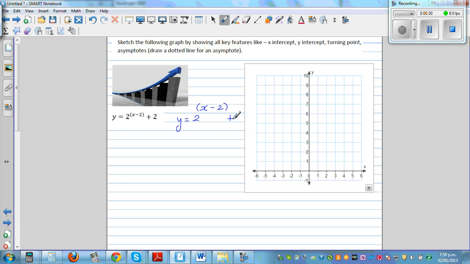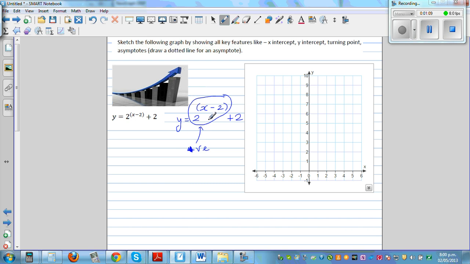Now, an easy way of looking at this equation: 2 raised to x minus 2 is never going to be negative, because 2 raised to anything is always a positive number. It is never going to be 0. You put in any negative number, and 2 raised to it will approach 0 but will never be 0. This is positive, and plus 2.